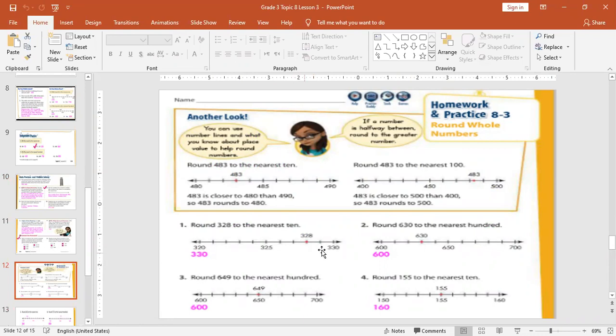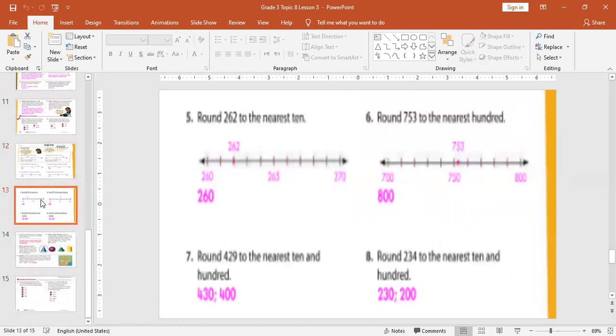Here, I want to round 328, so I have 320, 325, 330. 328 is near 330, and of course 8 is greater than 5, so it will be 330. Here I have 155, so 5 is equal to 5, obviously. So I will round to 160. This is the answers of 5, 6, 7, and 8.